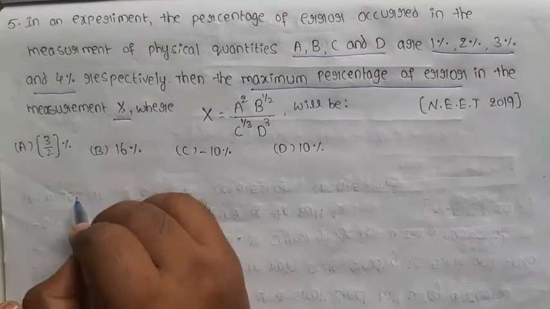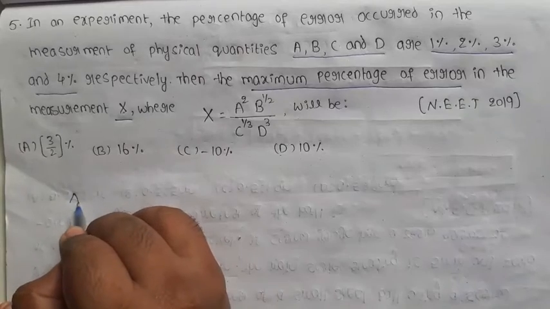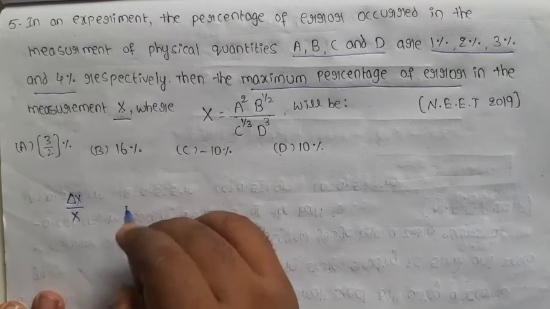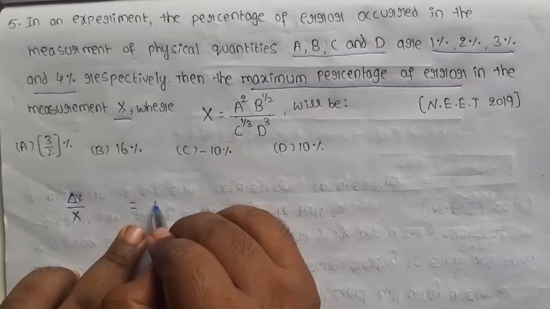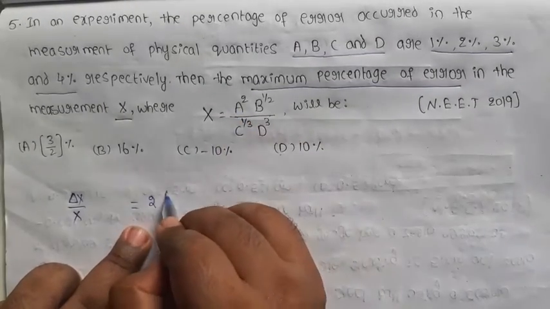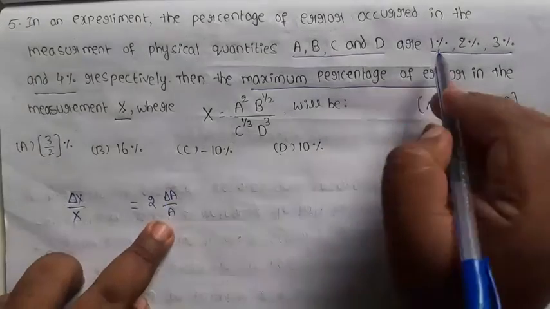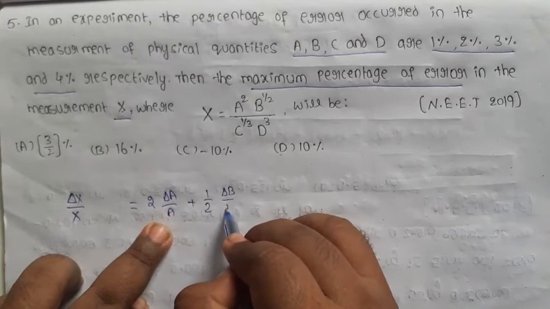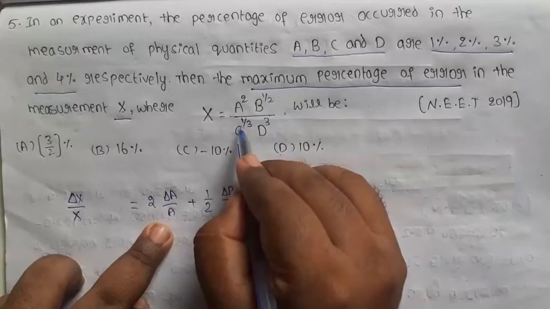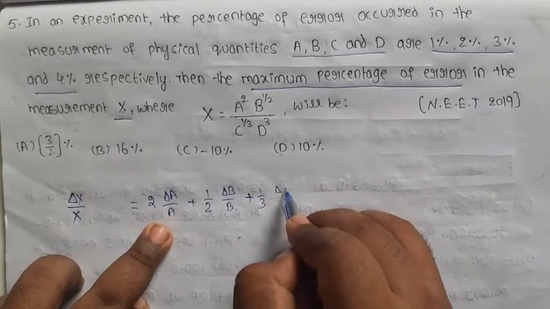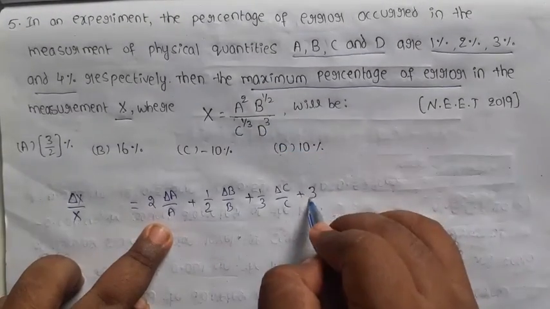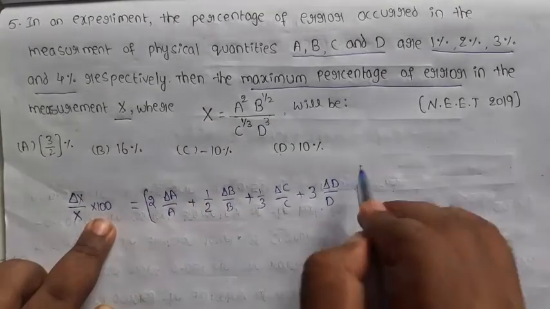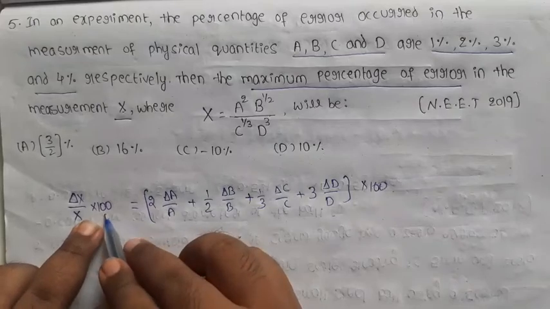So here we are going to find the percentage error. The percentage error of X can be written as delta X by X. X is the original value, delta X is the error value, and it equals: A squared, the power is 2, into delta A by A, whose error percentage is already given as 1%; plus 1 by 2, the power value, into delta B by B, the percentage value; next C to the power 1 by 3, so 1 by 3 into delta C by C; next D to the power 3, so 3 into delta D by D. Here we are going to find the percentage, so multiply both sides by 100. This is the percentage formula for X.